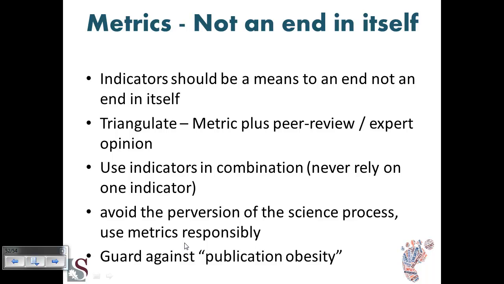Avoid perversion of the science process. Research performance is a complex, multifaceted endeavor that cannot be assessed adequately by means of a single indicator. Guard against publication obesity as well, where numbers become the main objective of publication instead of the science progress.